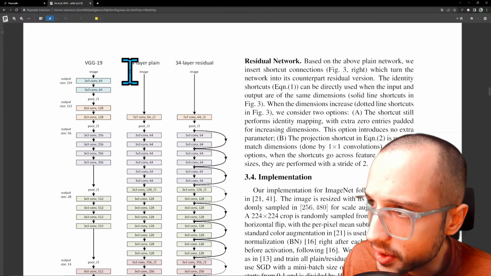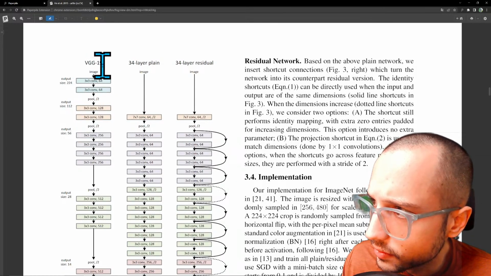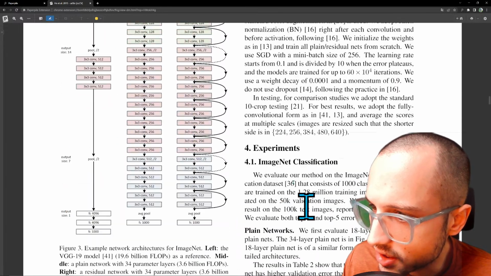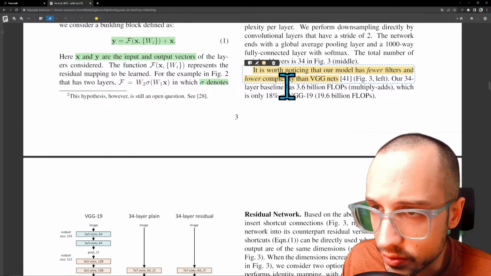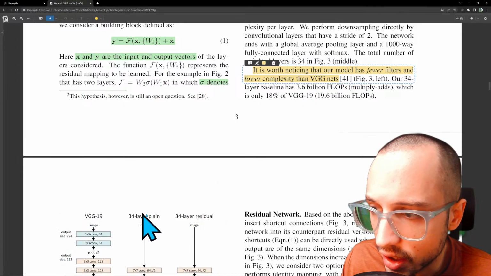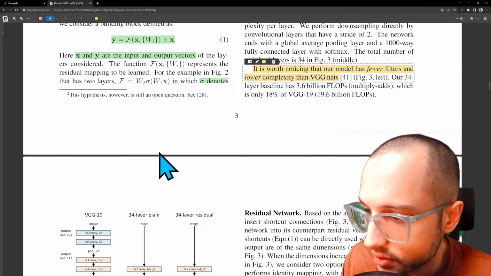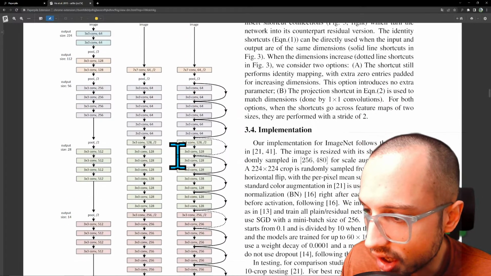But they're just kind of going to show how VGG19 actually has some complicated stuff, and it's actually significantly larger here. So they say that, right, their 34-layer residual convnet has basically 3.6 billion versus 19.6 billion. So like, whatever that is, 1/5 of the number of flops required.